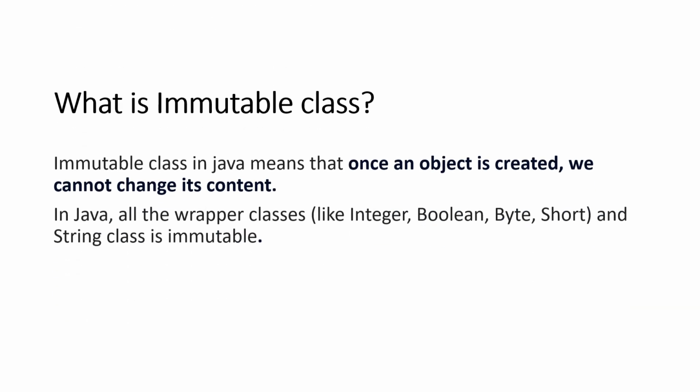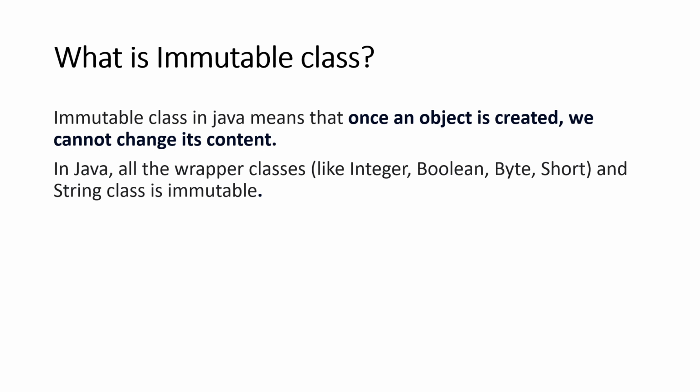So, immutable class means a class whose content cannot be changed. It is not modifiable. Once an object is created, we cannot change the contents. That is called an immutable class. We have some predefined immutable classes in Java, like the String class. String is immutable, and all the wrapper classes, Integer, Long, Boolean, are immutable classes.